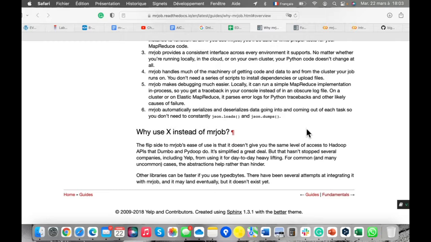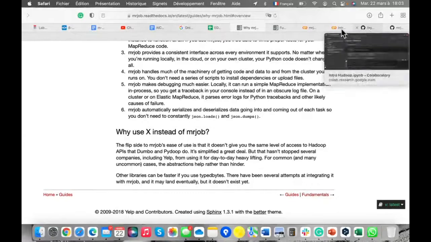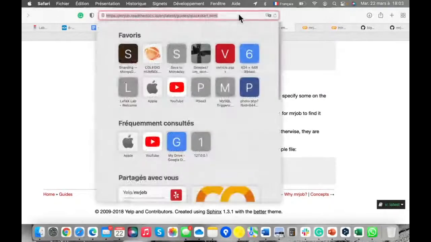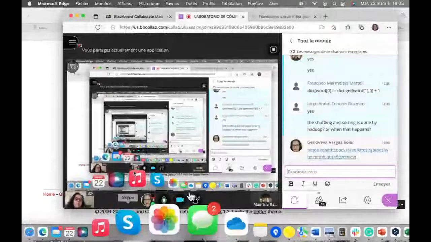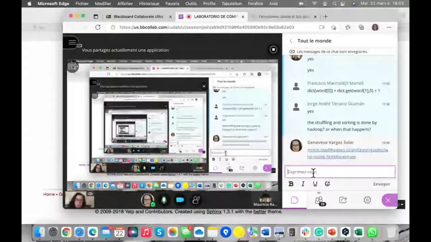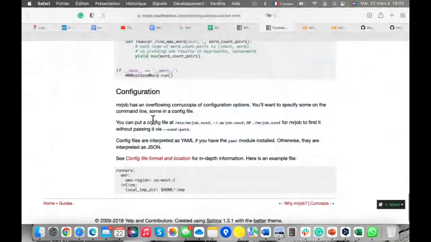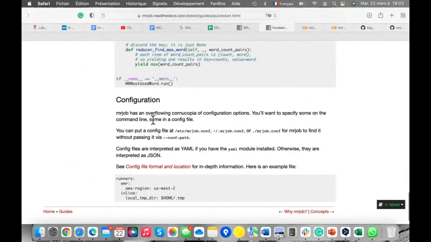So I have shared the description of MRJob. I have done this for you, but you can have this view of how to configure, etc. So that's something that we will do.